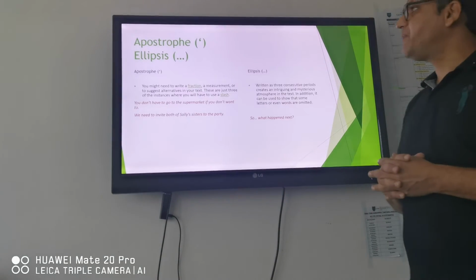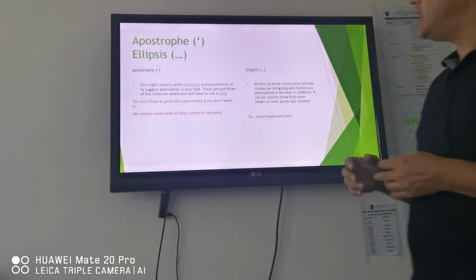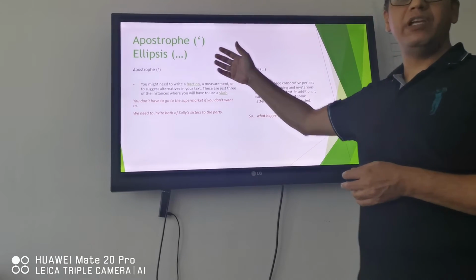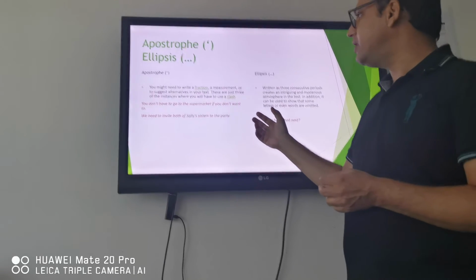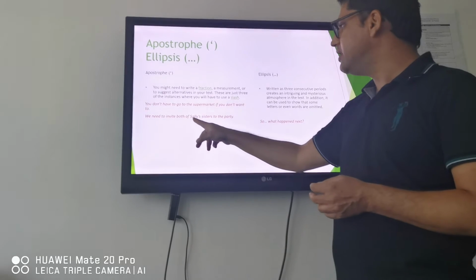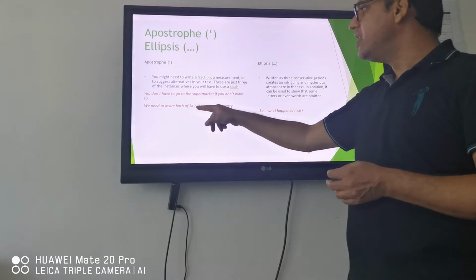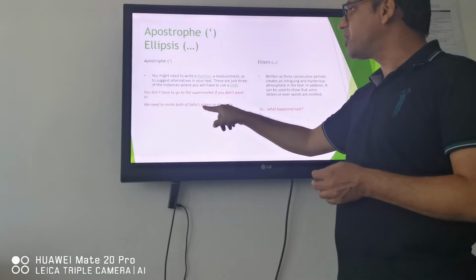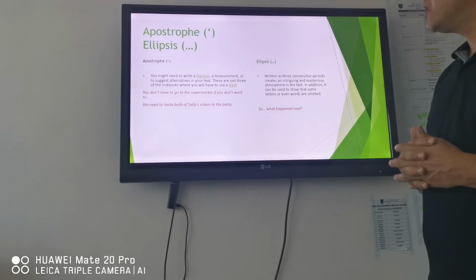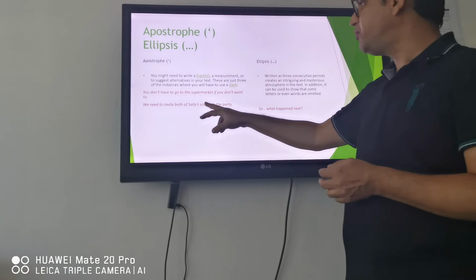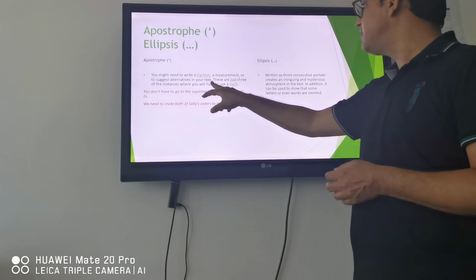Yeah. So now apostrophe and ellipsis. Apostrophe, first of all, explains possession. For example, Sally's sister. We need to invite both of Sally's sisters to the party. So Sally's sister, this is the possessive word. So we use the apostrophe to mark the possession.